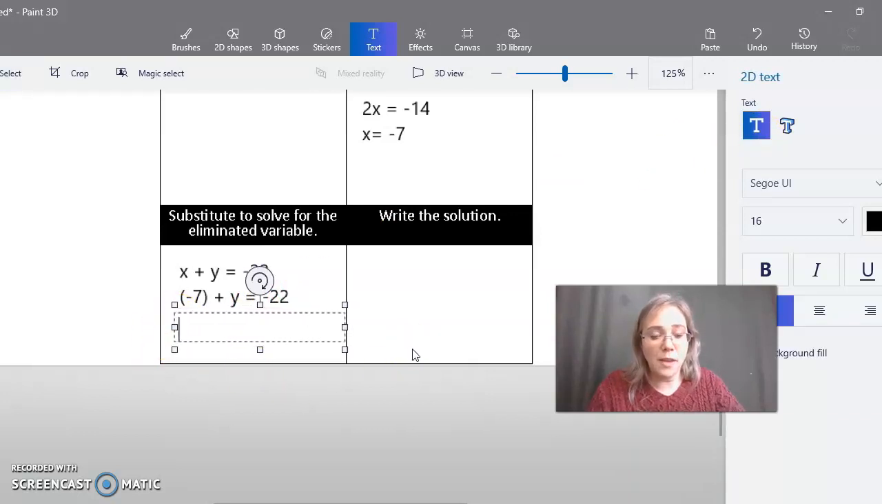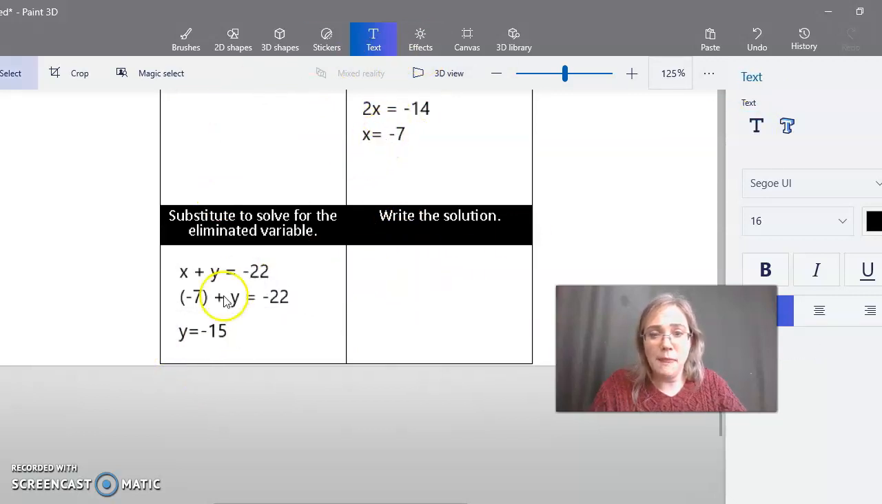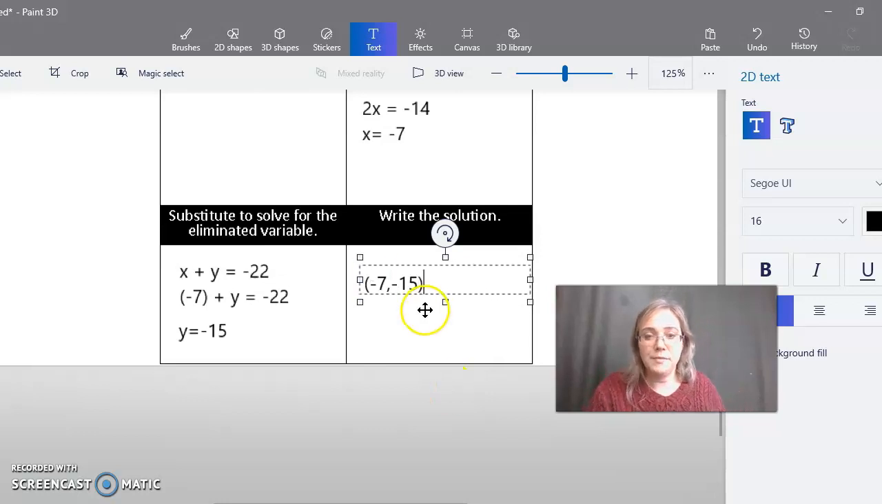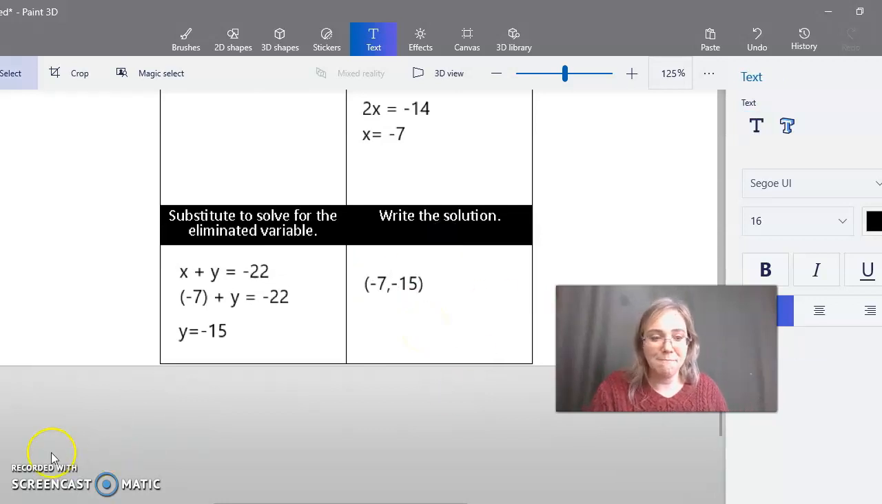If I add 7 to both sides, I get y equals negative 15. So what's my answer? If I add, my answer is going to be the x value from up here and my y value from here. And I would write that as an ordered pair, negative 7, negative 15. Ta-da! First one done.